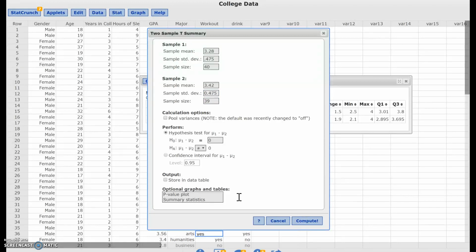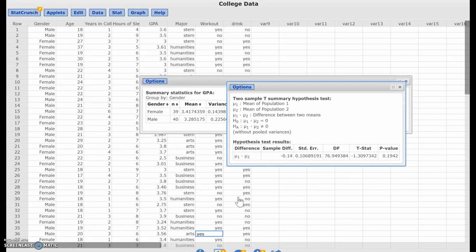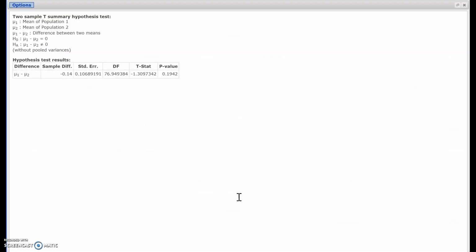Here is going to be a hypothesis test. We don't want it to be greater than or less than. We're going to keep it at not equal to. We're not going to do anything with the pooled variances. We're just going to click compute. Here is my output. Here is the sample difference. The difference between the GPAs is negative 0.14. Then we can see the standard error, degrees of freedom, other stuff, and the p-value, which is what we need, 0.1942.